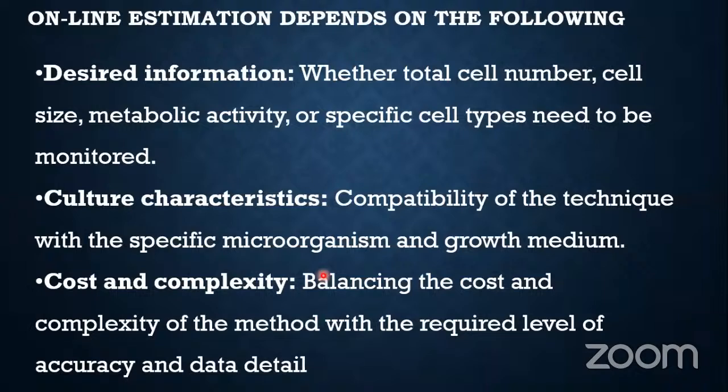If you want to know the total cell number, it's a different method. You want to know the cell size, metabolic activity. Metabolic activity has to do with some level of oxygen demand and carbon dioxide release, or also a specific type of cells to be monitored. So the desired type of information is a factor that has to be considered. Then also the culture characteristics. Culture characteristics is talking about the specific organism and the growth medium.